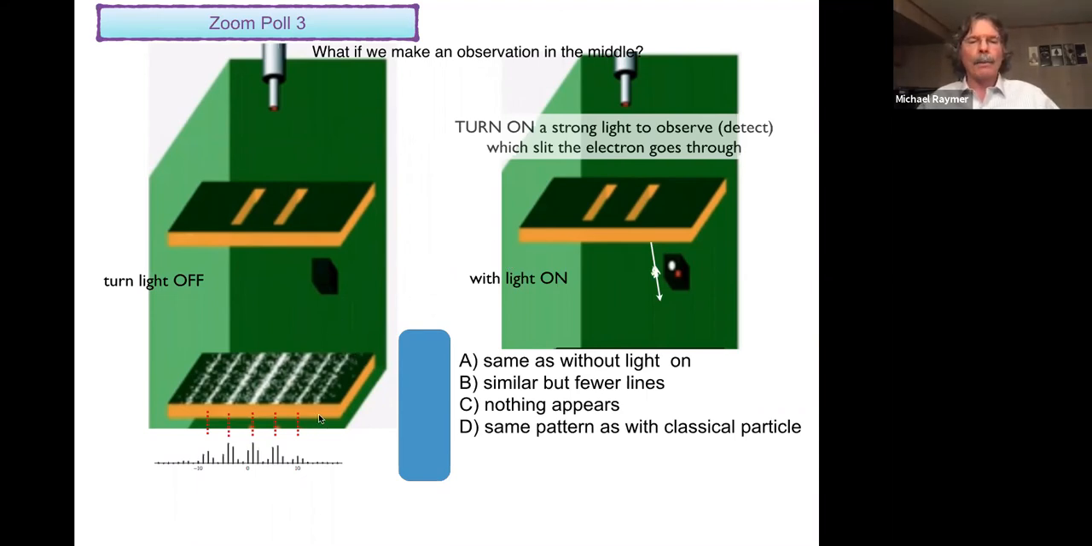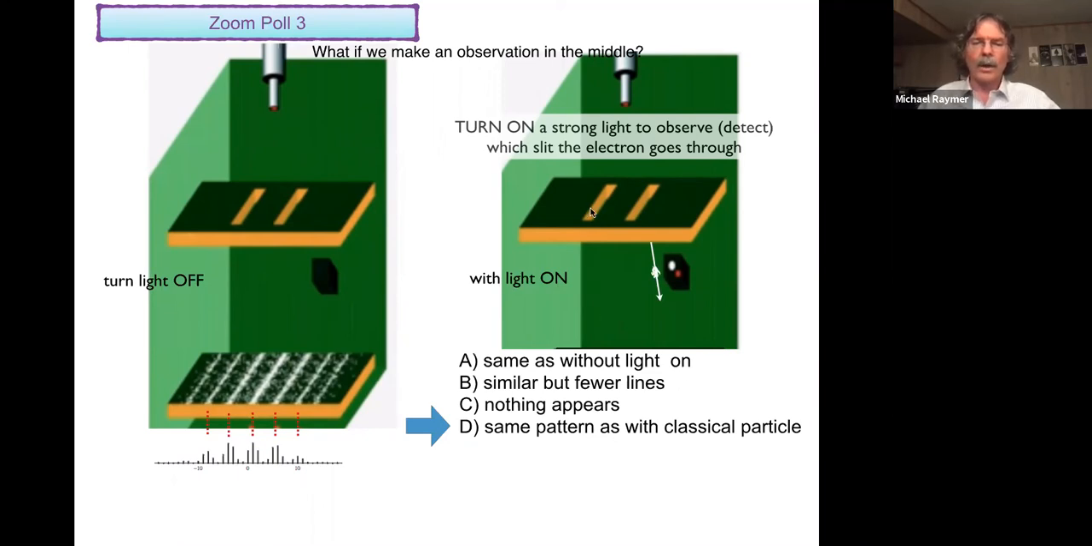And I will end that poll and answer in the affirmative. So yes, when you detect which path it goes through, it's like you're restarting the experiment. And if you restart the experiment right here, then the electrons just fly down here with no interference, because there's only one way to get from, say, this point down to the screen at this point, or only one way to get from this point down to the screen here.